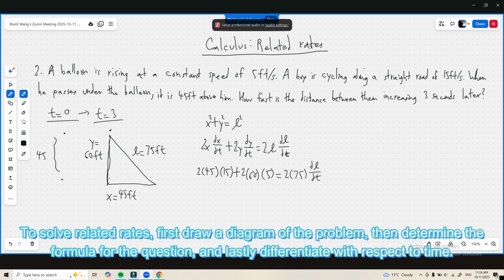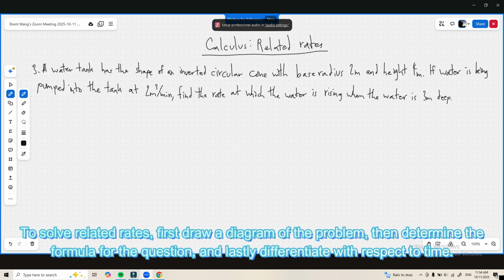So 2 times 45 times 15, that's 1350, plus 600 is equal to 150 dL/dt. When you solve this, you'll get that dL/dt is equal to 13 feet per second. So at t equals 3 seconds, the distance between the boy and the balloon is increasing at a rate of 13 feet per second.